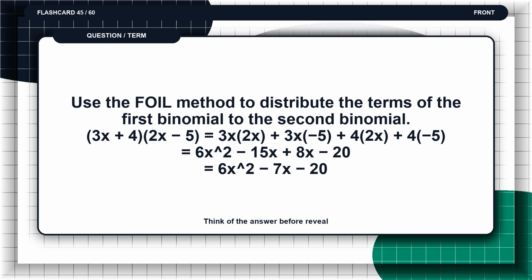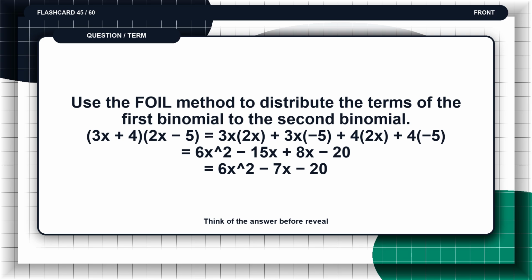Flashcard 45. Use the FOIL method to distribute the terms of the first binomial to the second binomial. (3x + 4)(2x - 5) equals 3x times 2x plus 3x times -5 plus 4 times 2x plus 4 times -5, which equals 6x² - 15x + 8x - 20, which equals 6x² - 7x - 20.